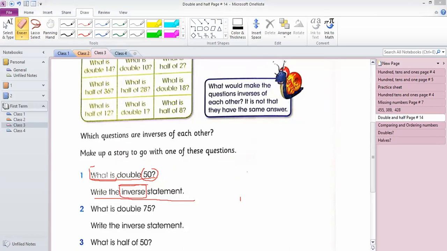Very good. Now take out your notebook, please. We are going to start that work in our notebook. Take out your notebook. We are going to complete the 4 questions in the notebook.